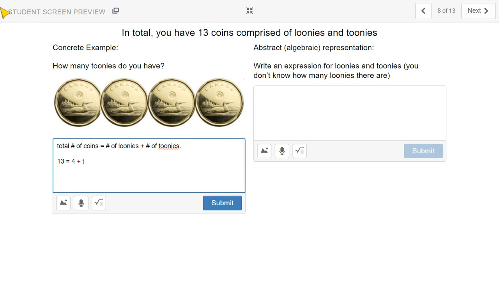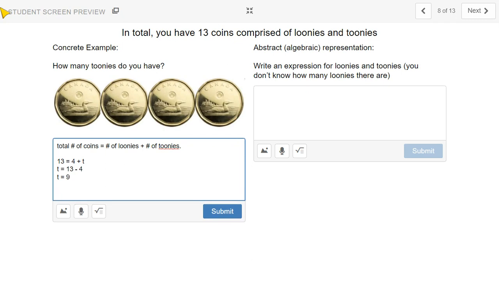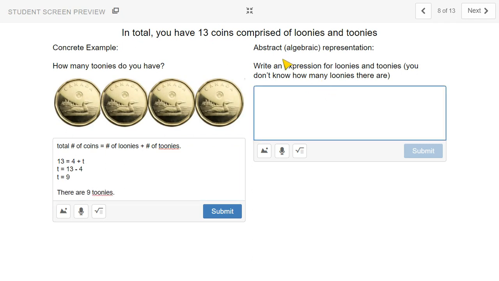How do I solve it? I could say t is equal to 13 minus 4. t is equal to 9, so I know for sure that I have 9 toonies. Let's create an abstract or algebraic representation. Write an expression for loonies and toonies, but we don't know exactly how many loonies there are.